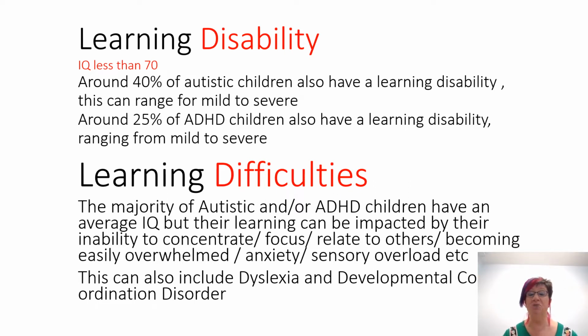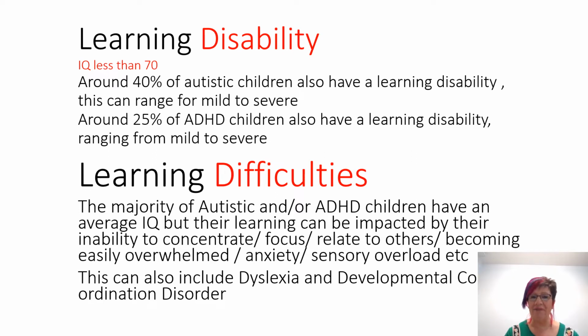When we think about children with neurodevelopmental difficulties, around 40% of autistic children also have a learning disability, and this can range from mild to severe, and about 25% of children with ADHD also have a learning disability ranging from mild to severe. So actually the majority of children with autism or ADHD or any of the other neurodevelopmental difficulties do not have a learning disability. What they have is a learning difficulty.